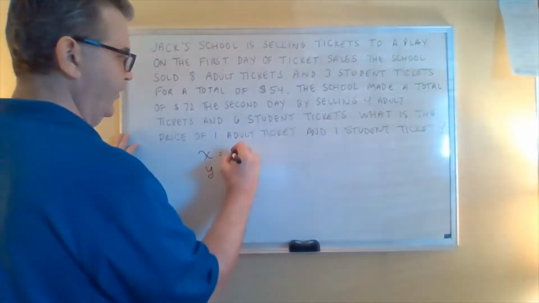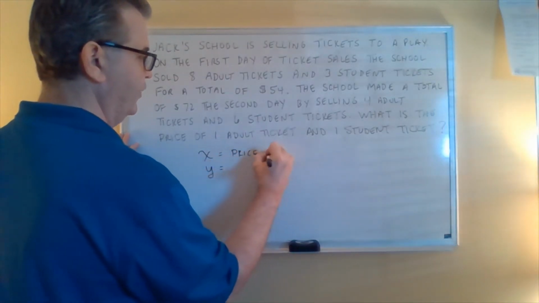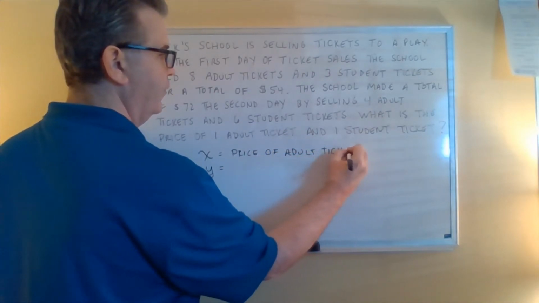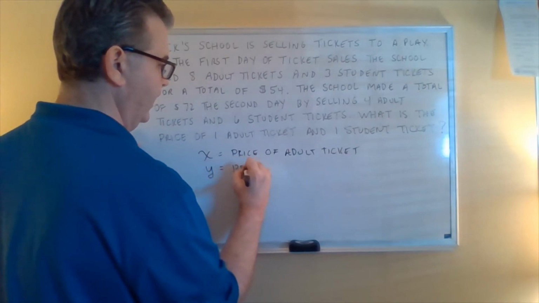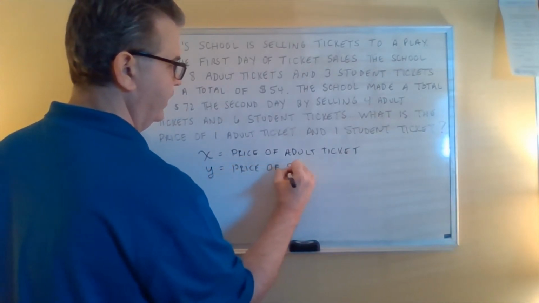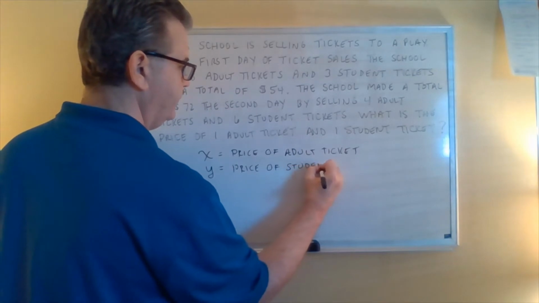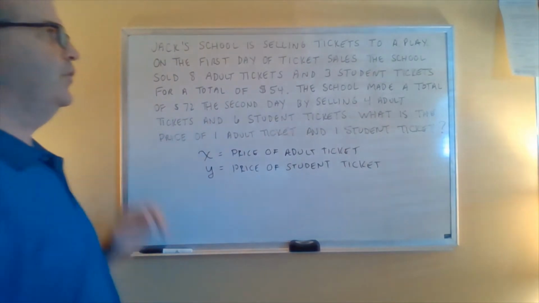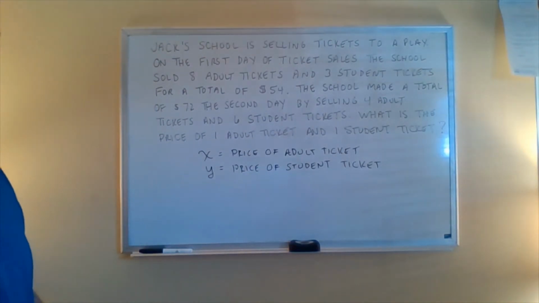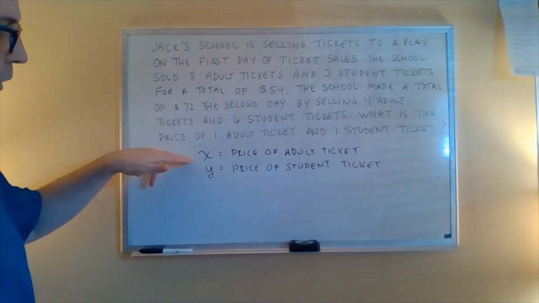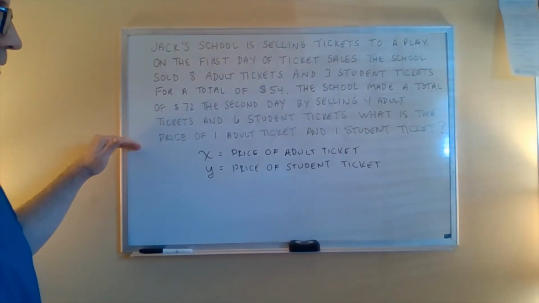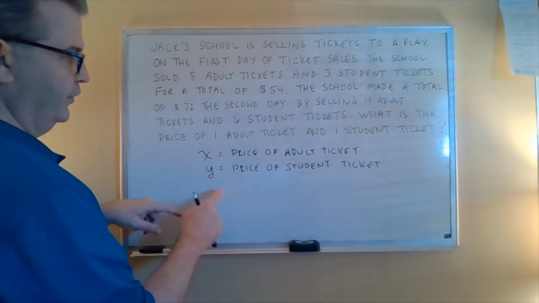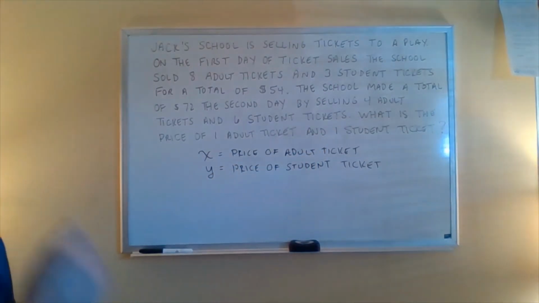So why don't we make x the price of an adult ticket, which means that y is going to be the price of a student ticket. All right, so that's step 1. Whenever you're looking at a word problem like this on systems of equations, to define what x and y is, look at that last sentence. In this case, what is the price of 1 adult ticket? There's our x. What's the price of 1 student ticket? There's our y.